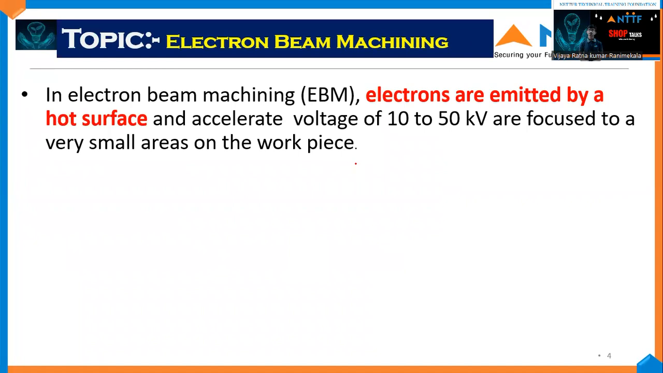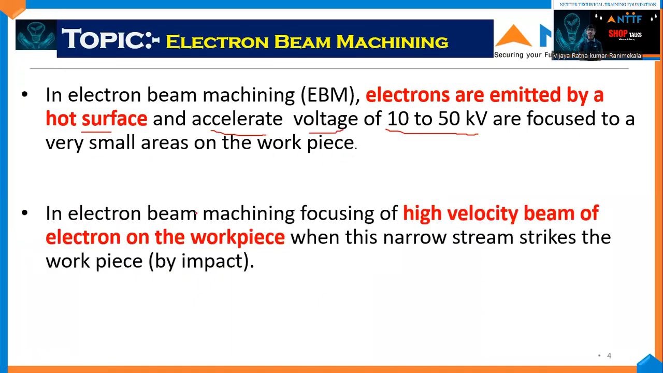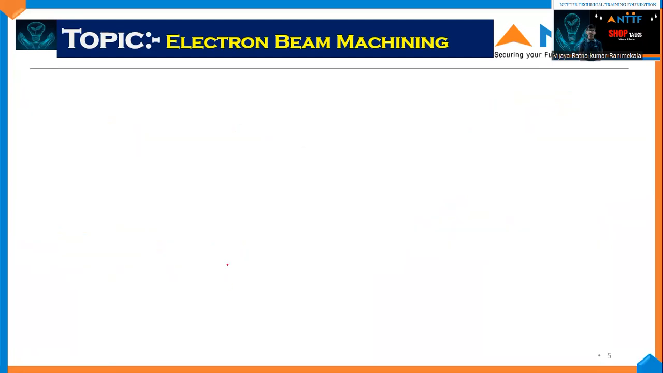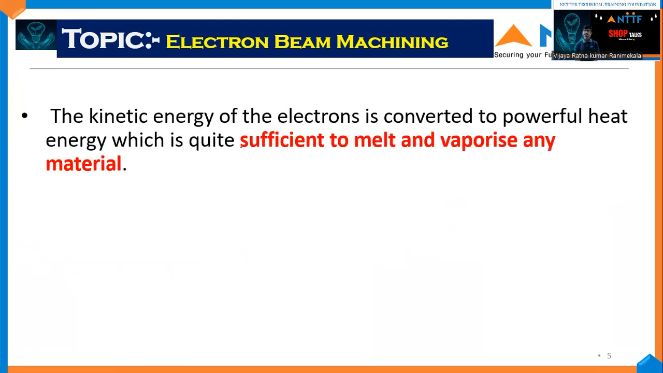Let us see the working principle of electron beam machining. In electron beam machining, electrons are emitted by a hot surface and accelerated by a voltage of up to 10 to 50 kilovolts, and are focused to a very small area on the workpiece. A high velocity beam of electrons is focused on your workpiece, and when this narrow stream strikes the workpiece, the kinetic energy of the electrons is converted to powerful heat energy, which is quite sufficient to melt and vaporize any material.